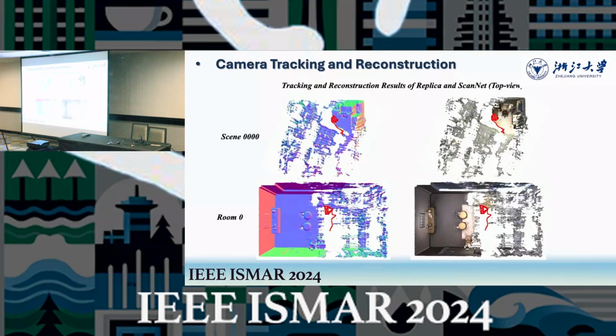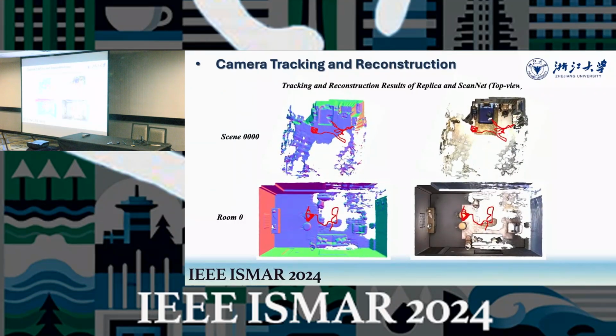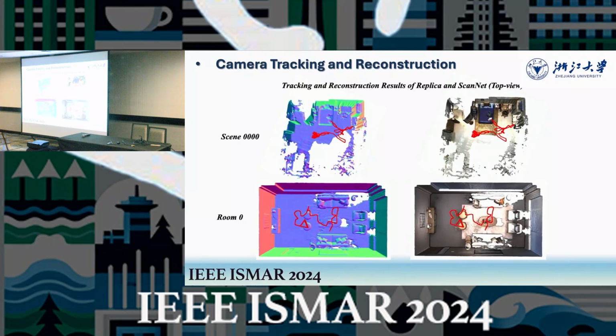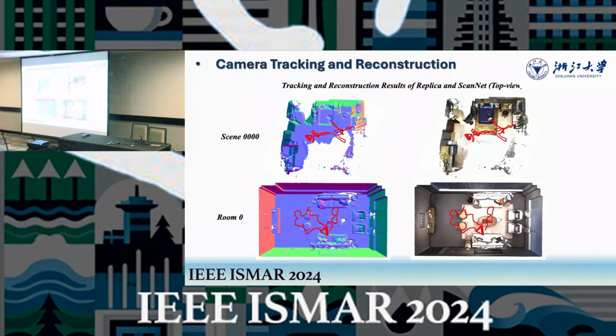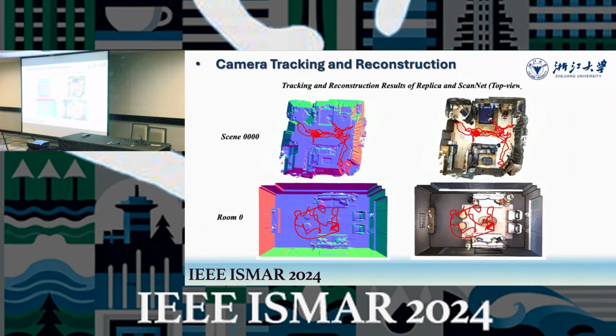We show the tracking and reconstruction process from top views. The top and bottom parts show scenes from the ScanNet and Replica datasets. The red color shows the camera pose and trajectory estimated by our tracking process. The geometry and appearance of the scene are reconstructed by our mapping process. As shown in the figure, our method is able to reconstruct high-quality geometric surfaces and color texture information from monocular RGB-D sequences.